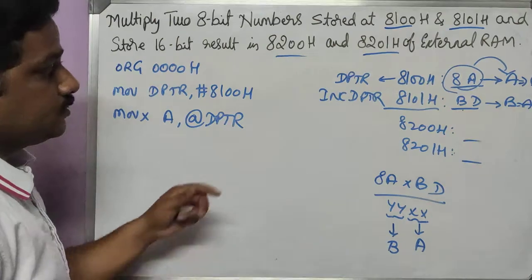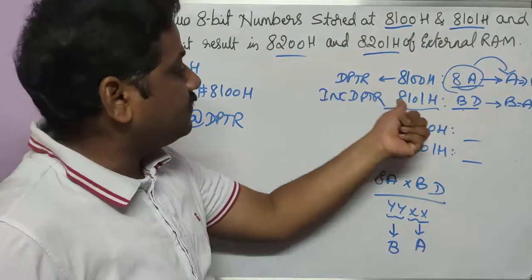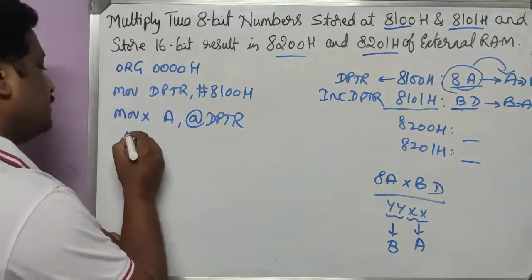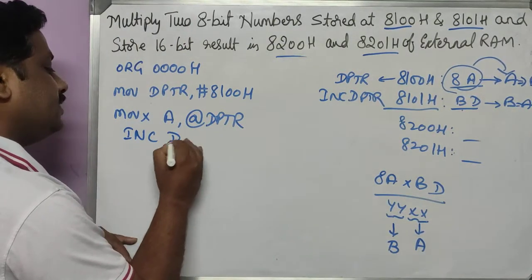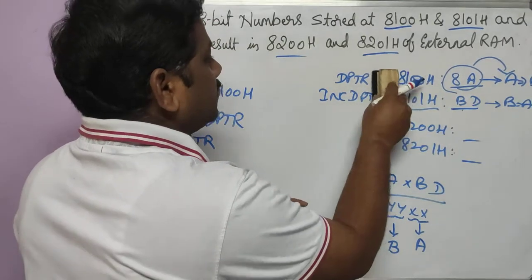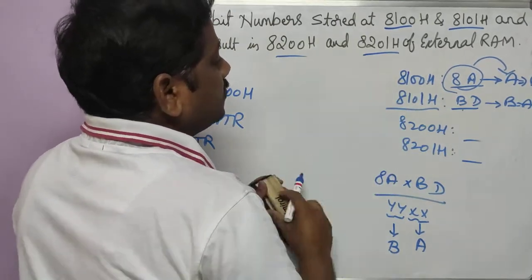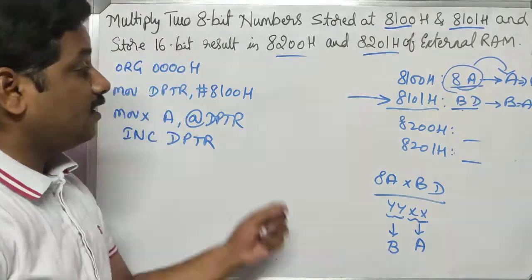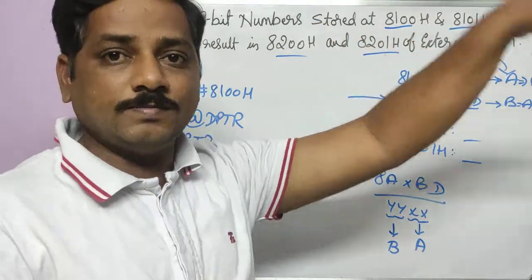So for that, what I need to do? Where do we have the second data? We have it at 8101. So we should increment the dptr. Let's increment dptr. So the dptr is pointing towards this number. Okay, now let me erase this and understand this. dptr is pointing towards 8101, and take this content into B.